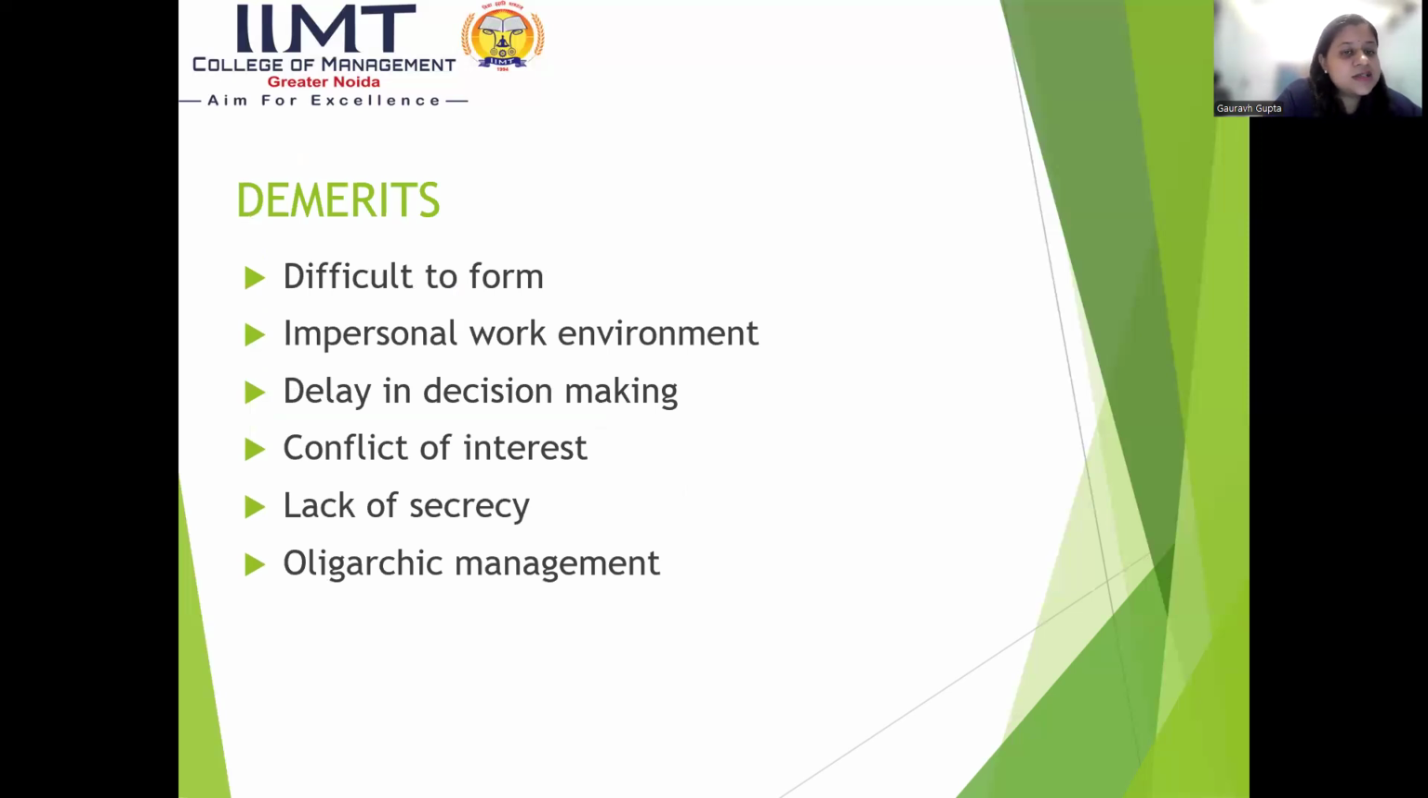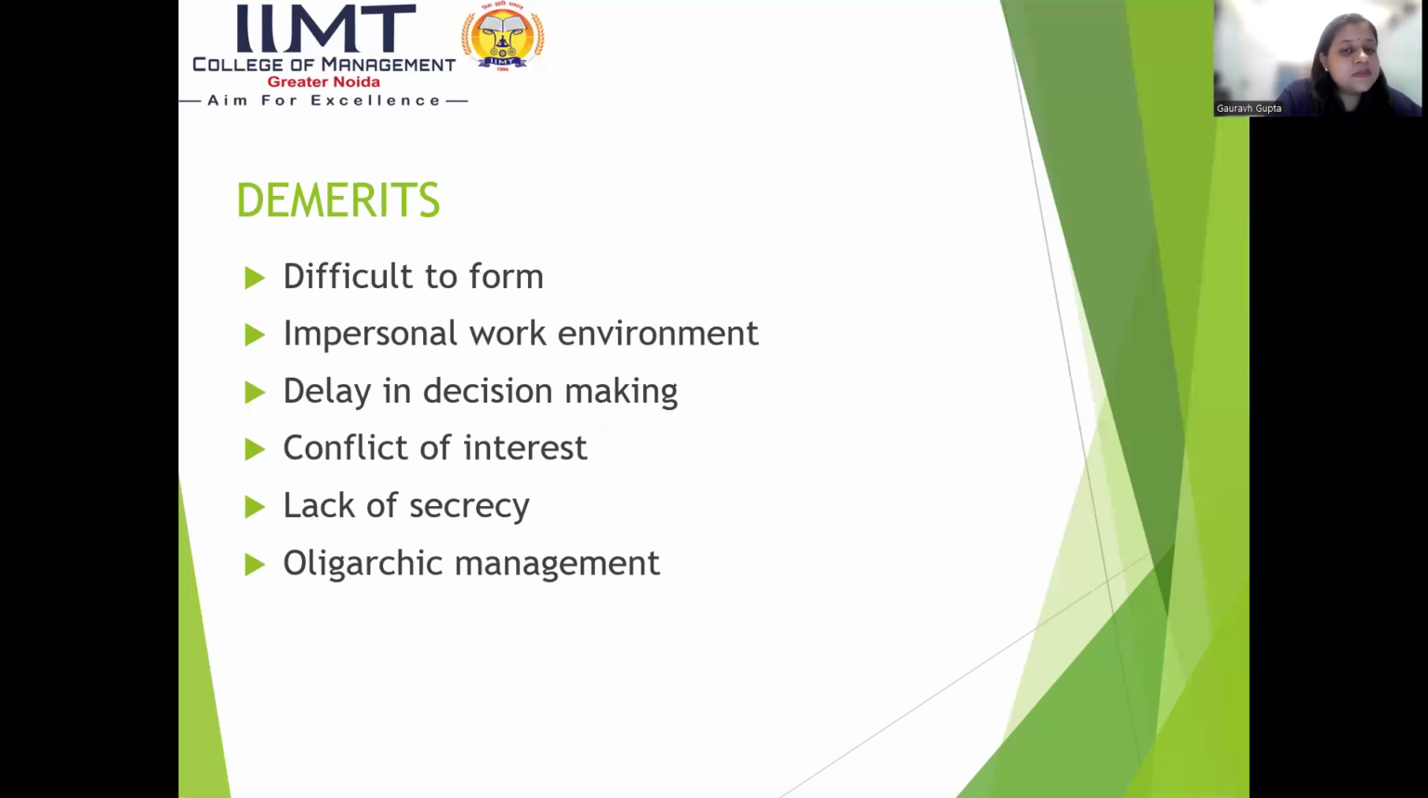Demerits. The first point is difficult to form. Earlier, in sole proprietorship and partnership, as we understand, it is very easy to form, but in the company form of business, it is very difficult to form as there is a large amount of documentation and legal requirements.